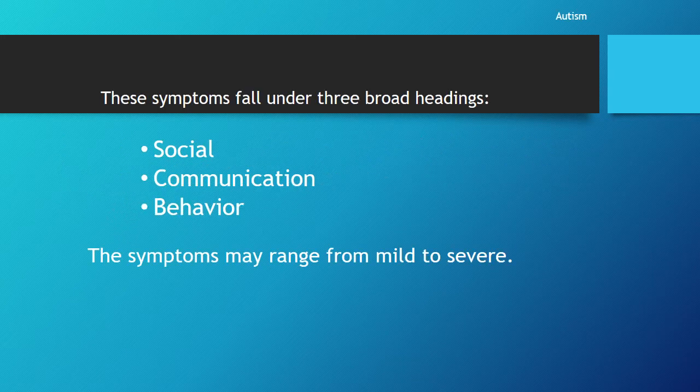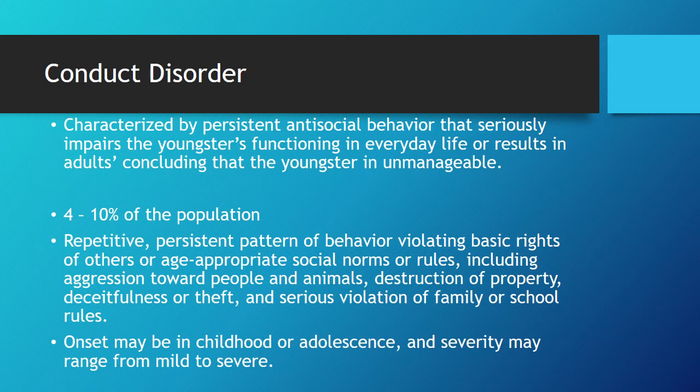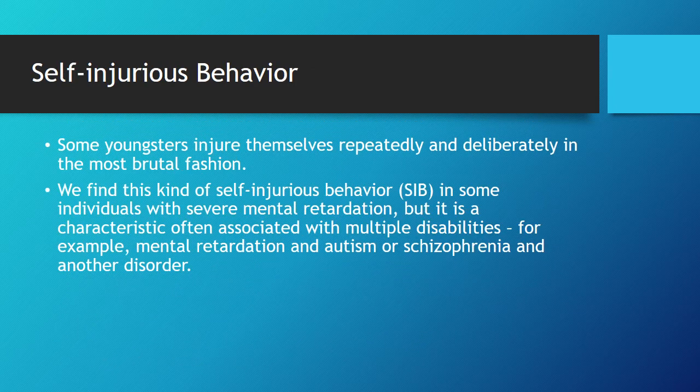The symptoms fall under three broad categories: social, communication, and conduct disorder, which is prevalent in 4 to 10% of the population. It is characterized by severe, repetitive, persistent patterns of behavior violating the basic rights of others or age-appropriate social norms or rules, including aggression towards people and animals, destruction of property, deceitfulness or theft, and serious violation of family or school rules.